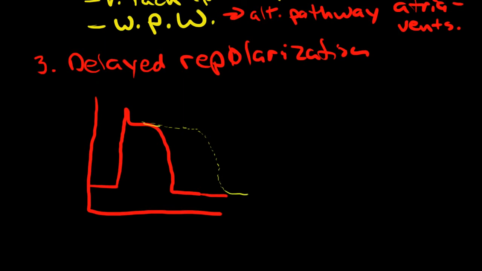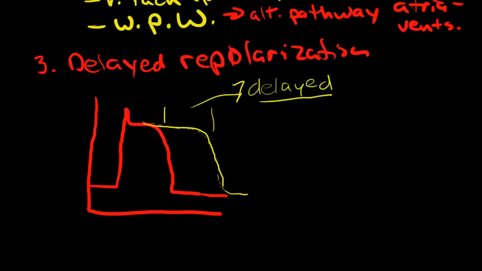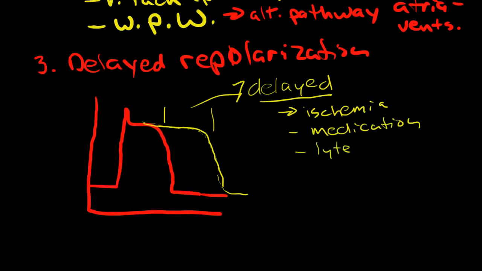Okay, so this is delayed repolarization. And this can be caused by a number of conditions. This can be caused by heart cells that have been damaged by ischemia. It can be caused by a number of medications, or it can be caused by electrolyte imbalances, particularly magnesium, potassium, and calcium.